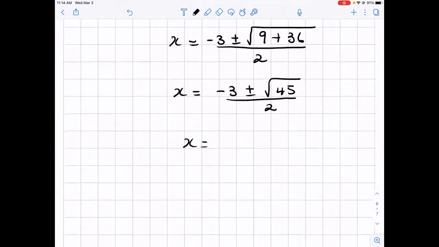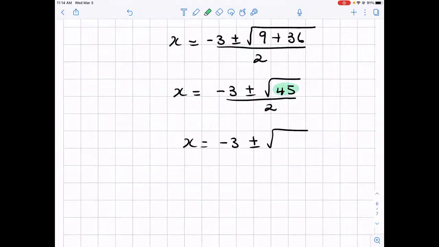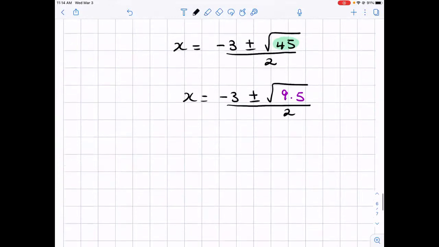Now 45 can be simplified. It's not a perfect square, so I can rewrite 45 as 9 times 5, all of that over 2. And the 9 can be extracted out because it's a perfect square, so that becomes 3 root 5 over 2. The square root of 9 comes out to be 3.